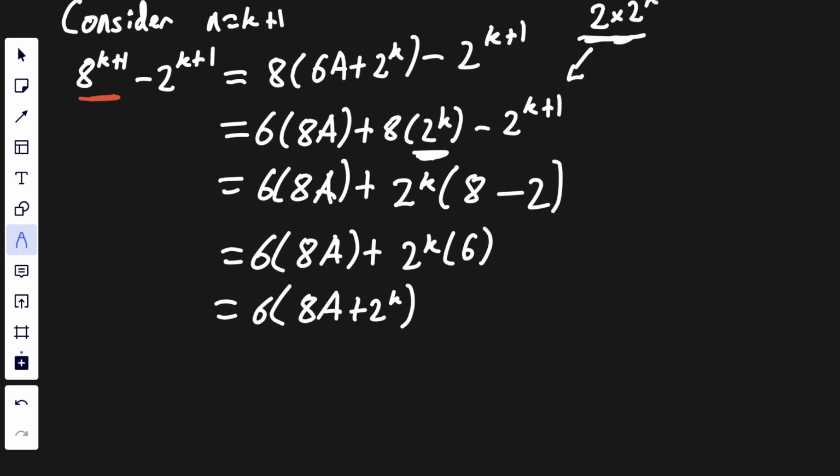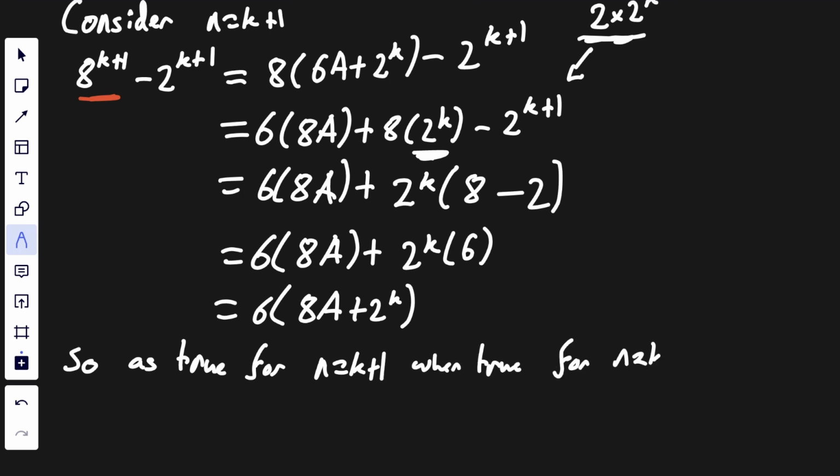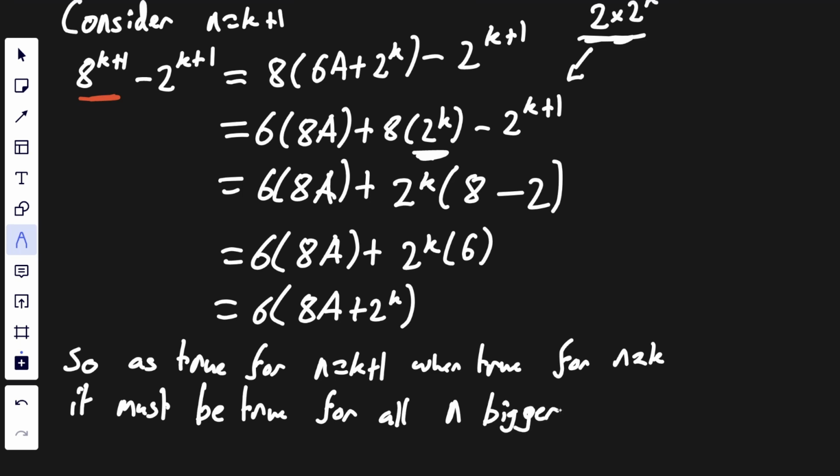So what we've shown is that the k plus 1th term must also have a factor of 6. So as true for n equals k plus 1, when true for n equals k, it must be true for all n bigger than 0, our base case. And finally by mathematical induction.